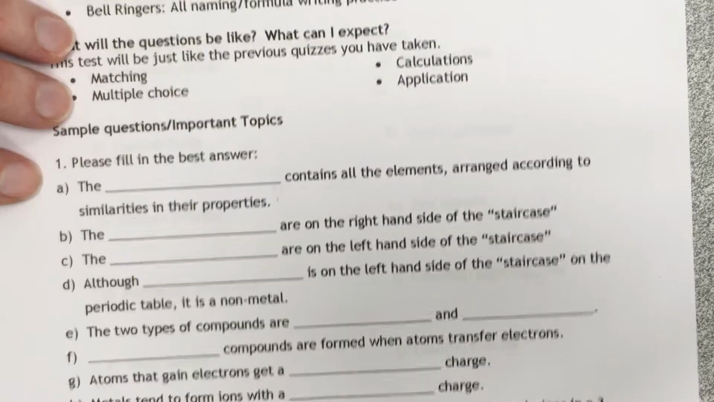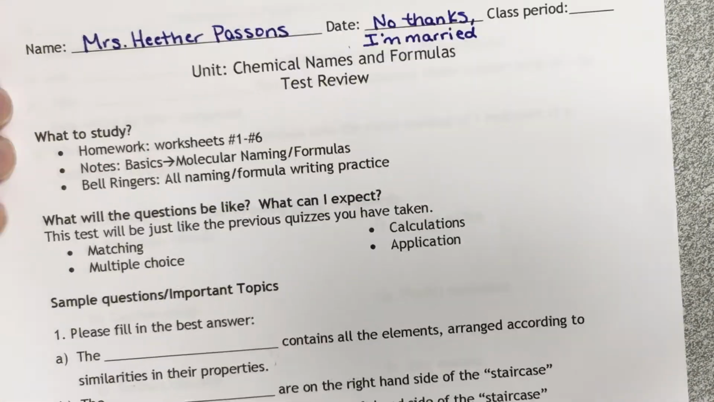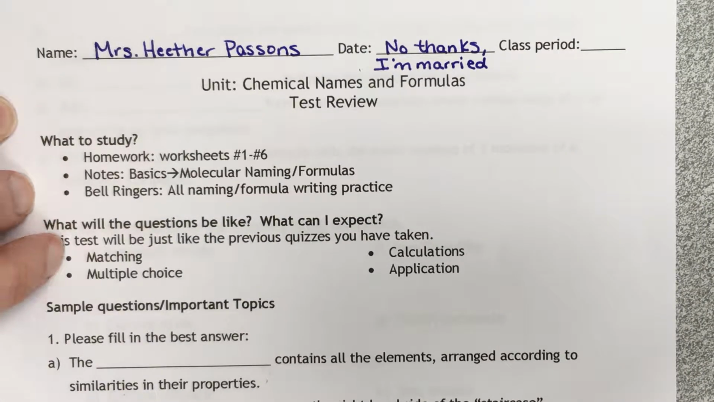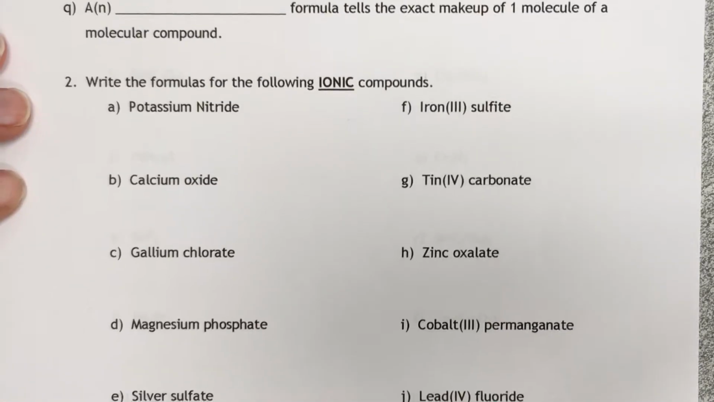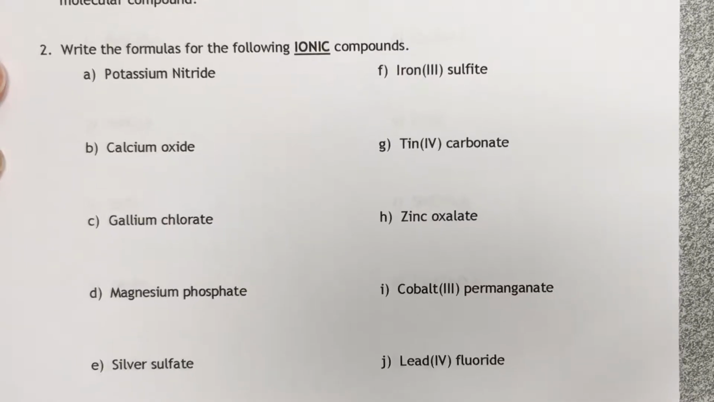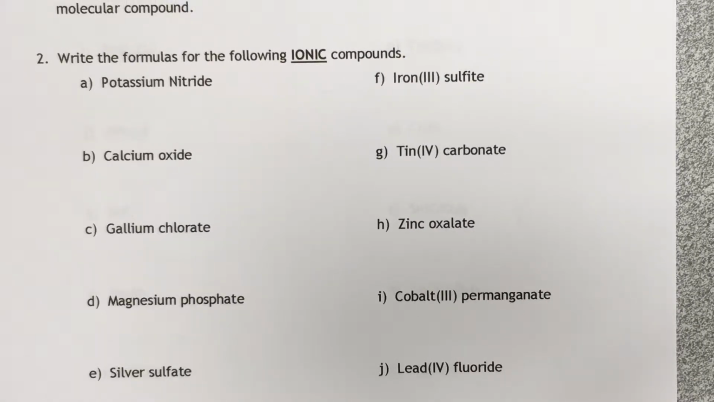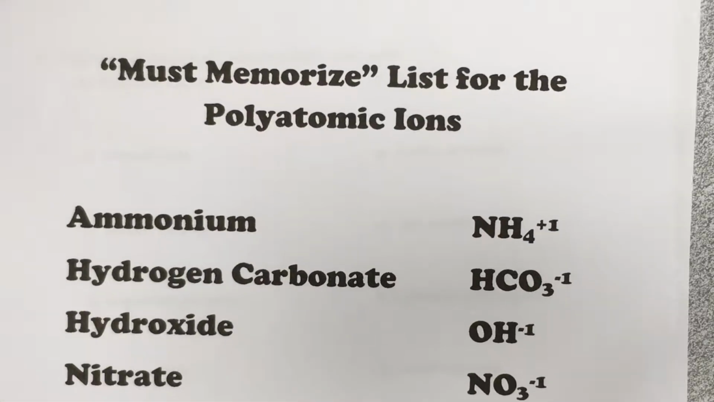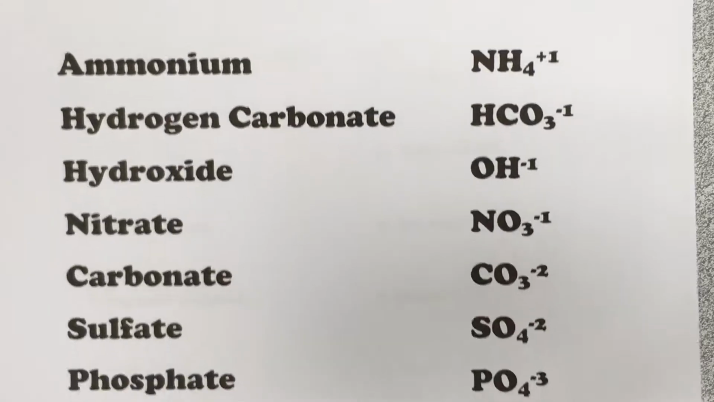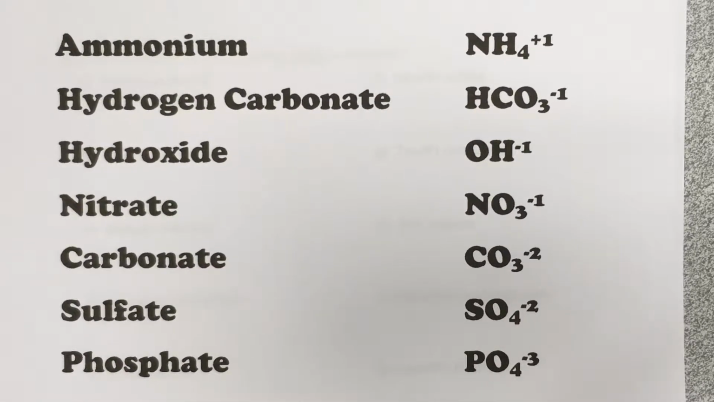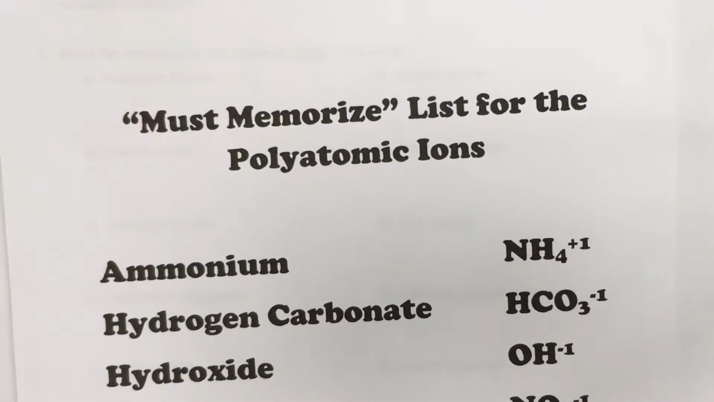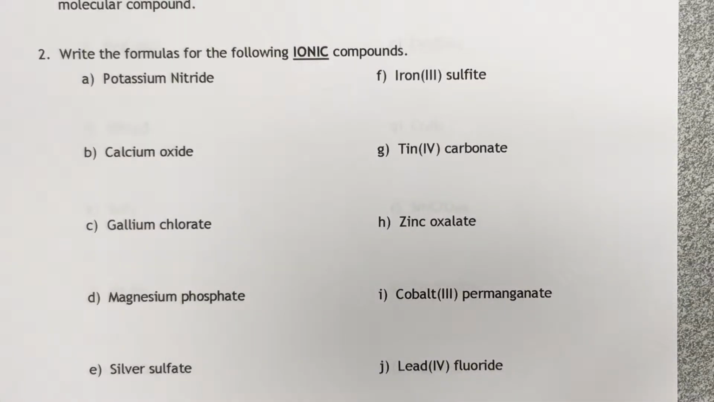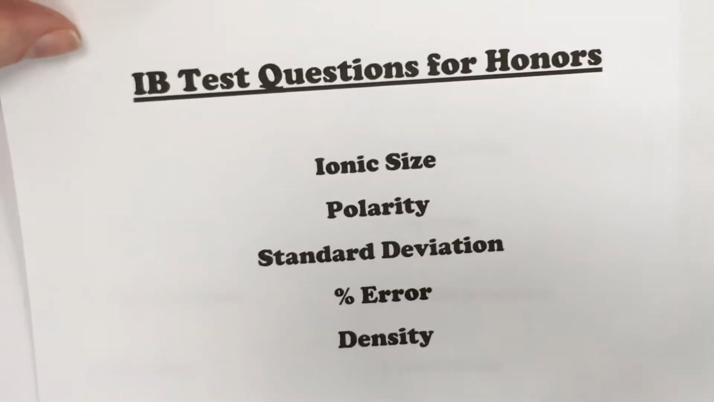So let's move on. We're not going to do the first page because all the answers are on Moodle. So we're going to start on the second page of your review, on question 2. So we're actually going to start out with ionic compounds. Also your resources on Moodle are the must-memorize list for the polyatomic ions. There are 7 of them. This is available to you under Unit 6, Test Resources, and that's literally the title of it. And then IB test questions, you honors children.